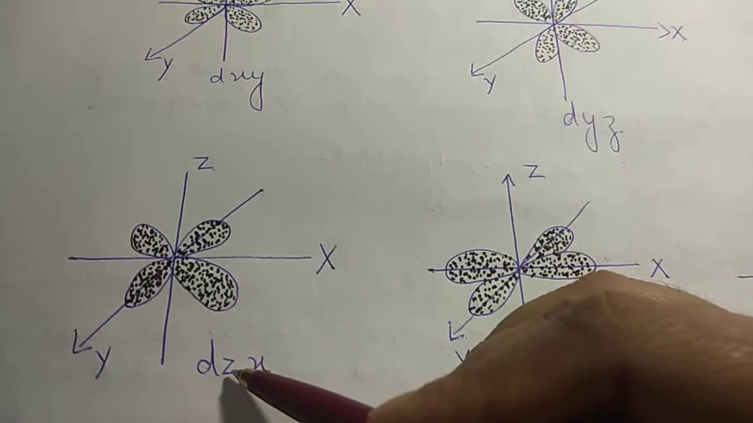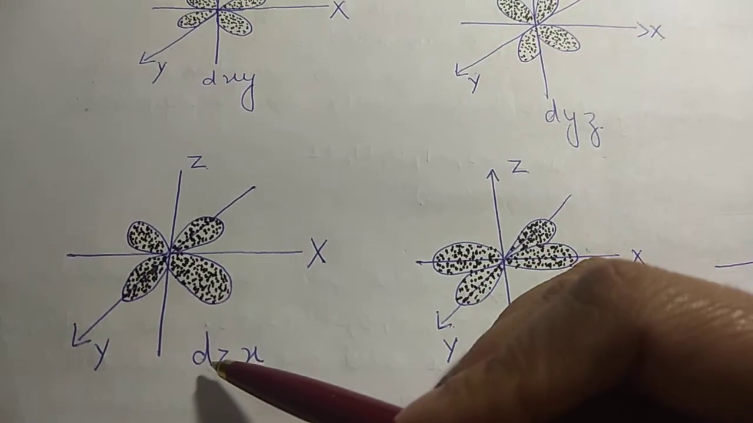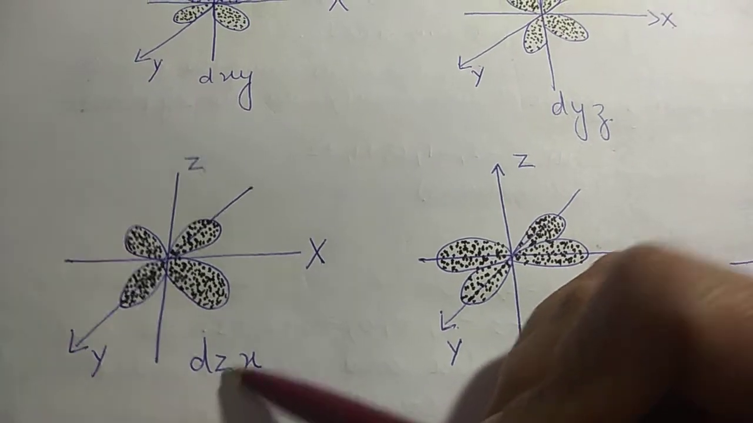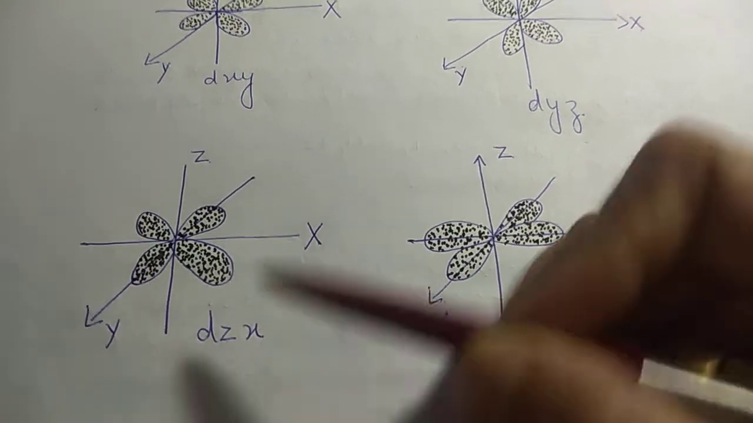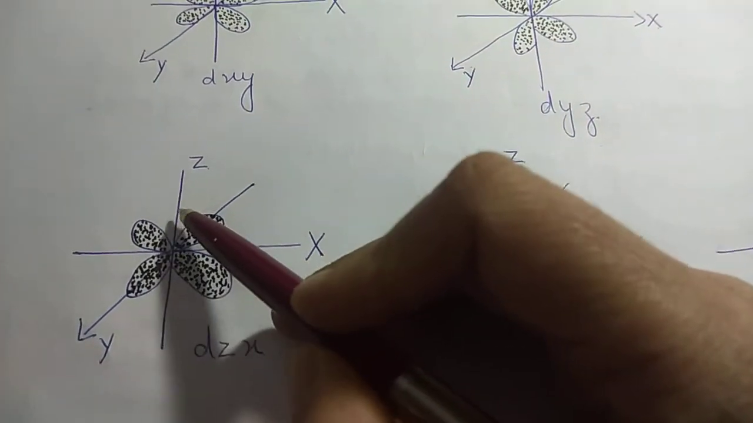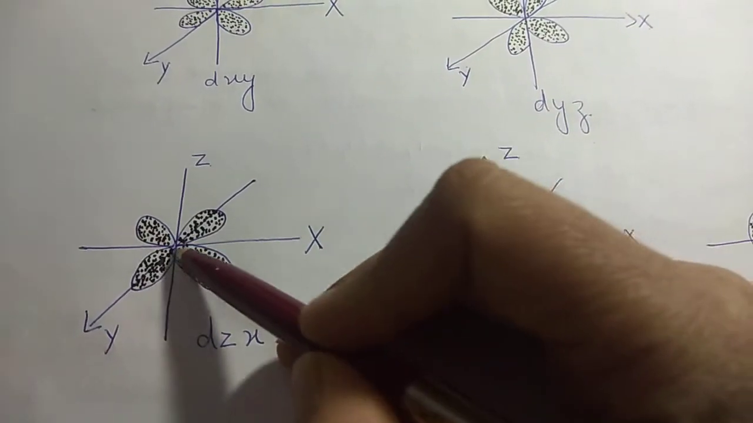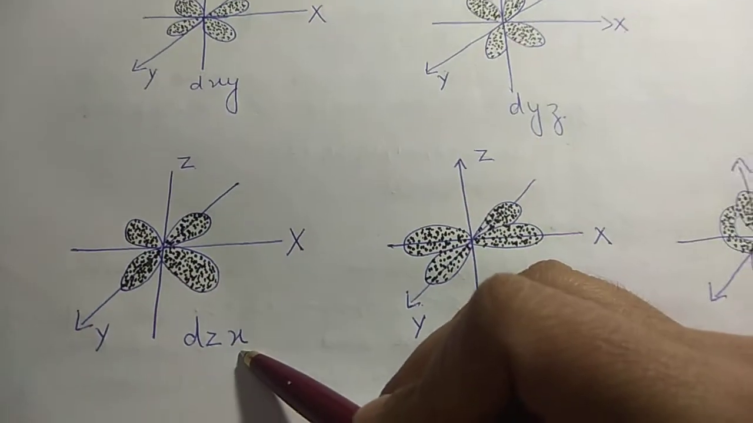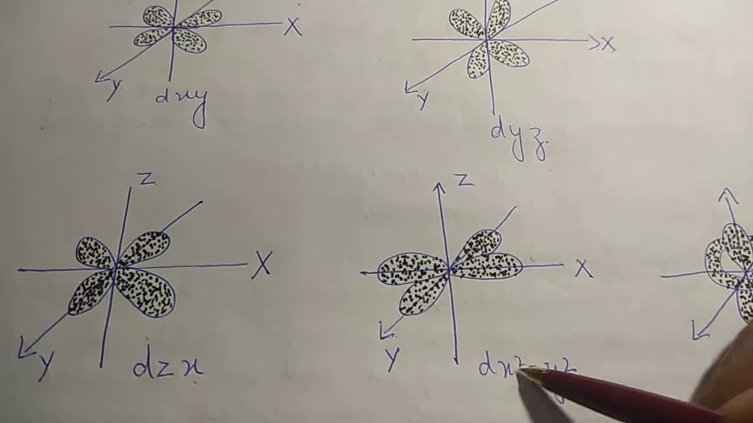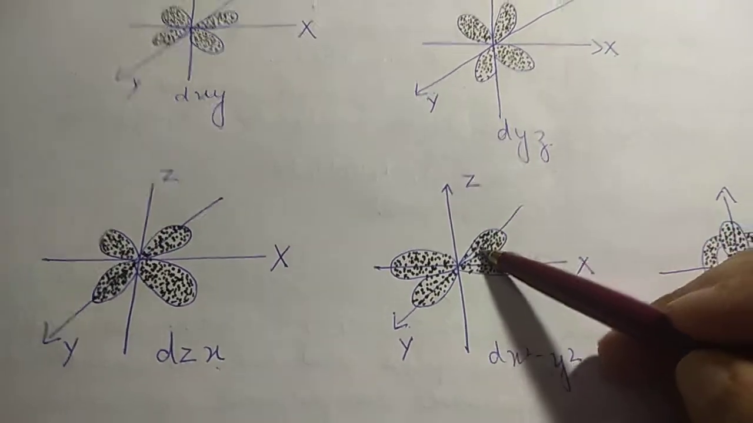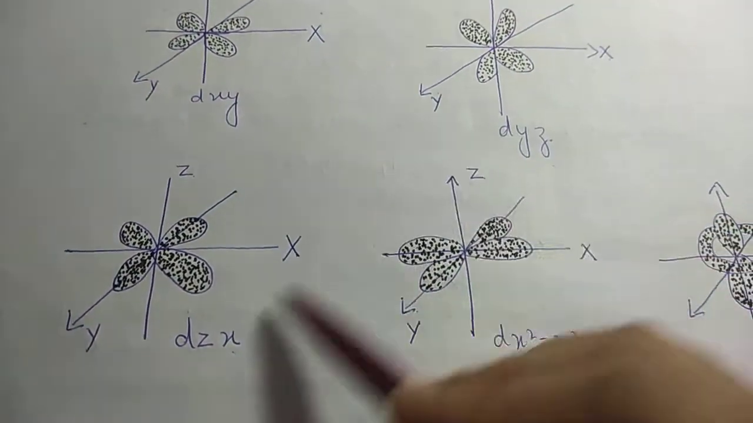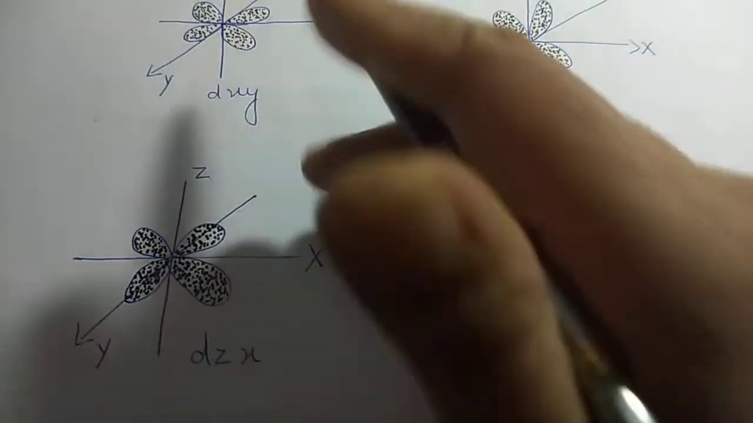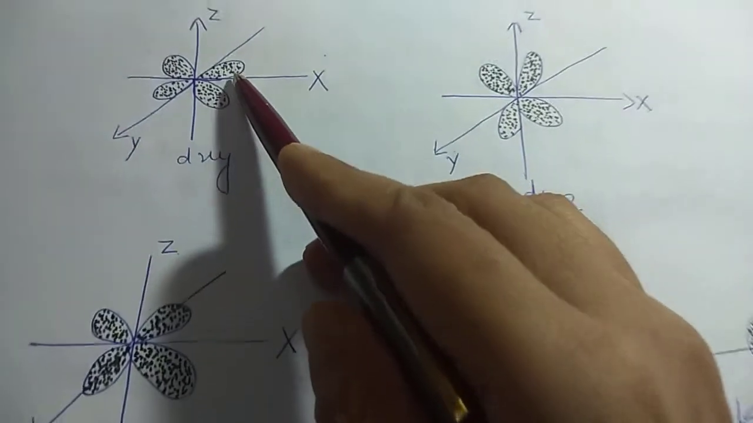Then dzx, in zx, yes, they will lie in this z axis and along the x axis. See, this is x axis and this is z. So this is one lobe and another lobe is also in dzx. Then dx square minus y square. Now these, dxy, dyz, dzx, all their lobes were in between the axes. They were like this.